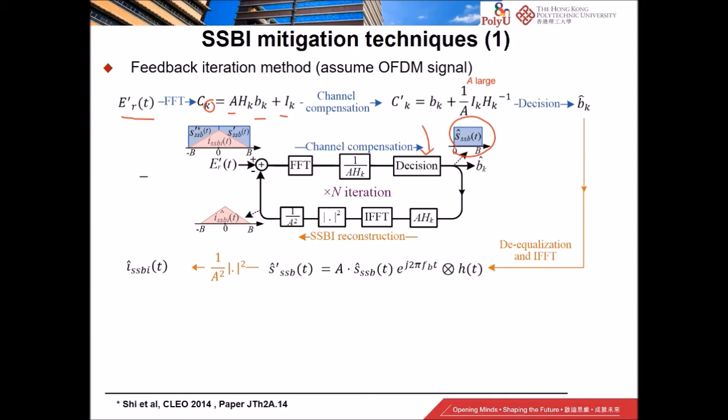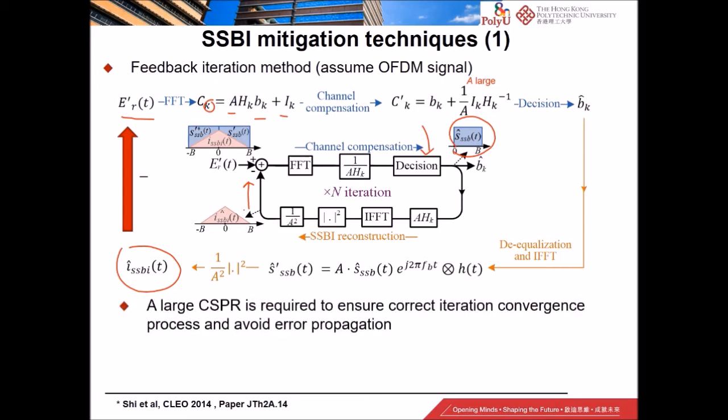And so in that case, that is by definition the estimated SSB interference. Okay, and then you can use that to cancel out the original SSBI in the original receive signal. Okay, so this is one way to use the receive single sideband signal to recreate the SSBI, and then cancel that out from the original receive signal.